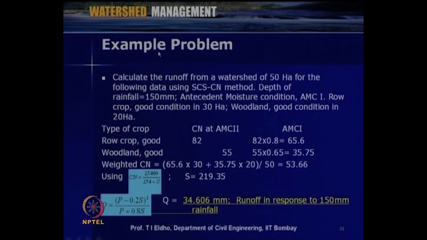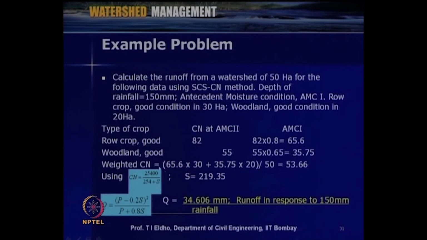Now, before closing this lecture, one example problem: calculate the runoff from a watershed of 50 hectare for the following data using the SCS-CN method. The depth of rainfall is 150 mm, the antecedent moisture condition is AMC 1, crop in good condition is 30 hectare and woodland in good condition is 20 hectare. Here the type of crop and then the curve number is given, so we can find the corresponding AMC 1 condition from this.